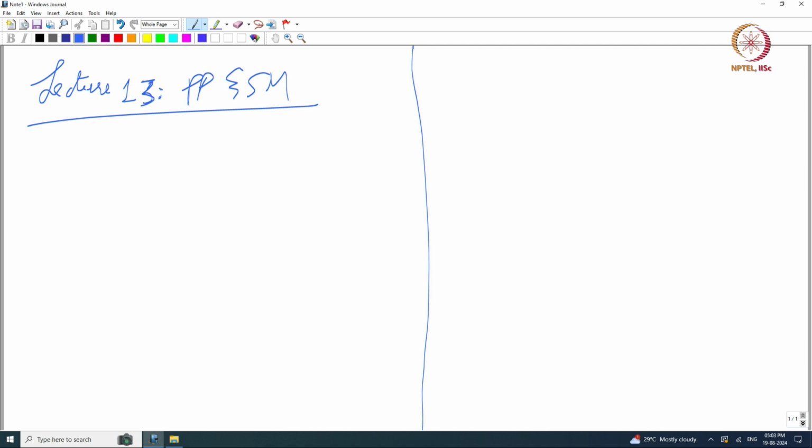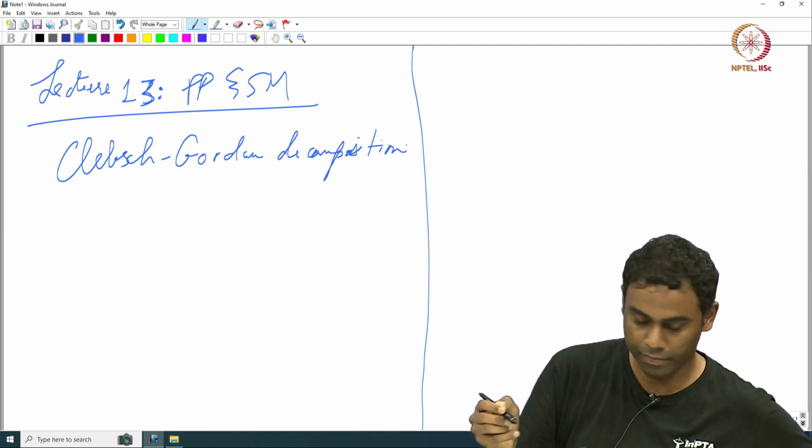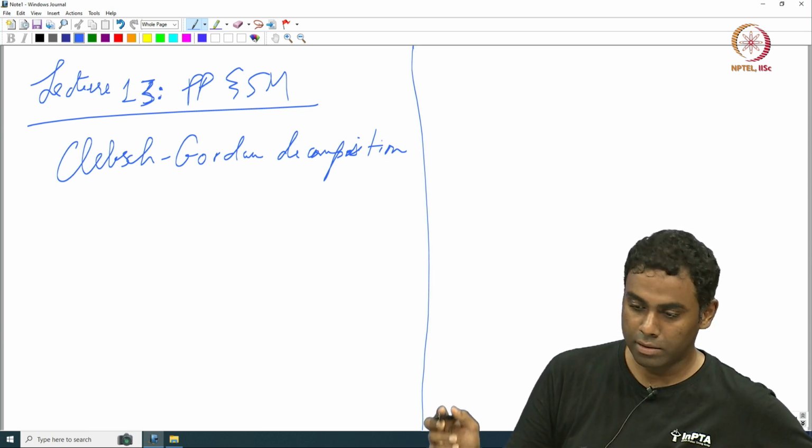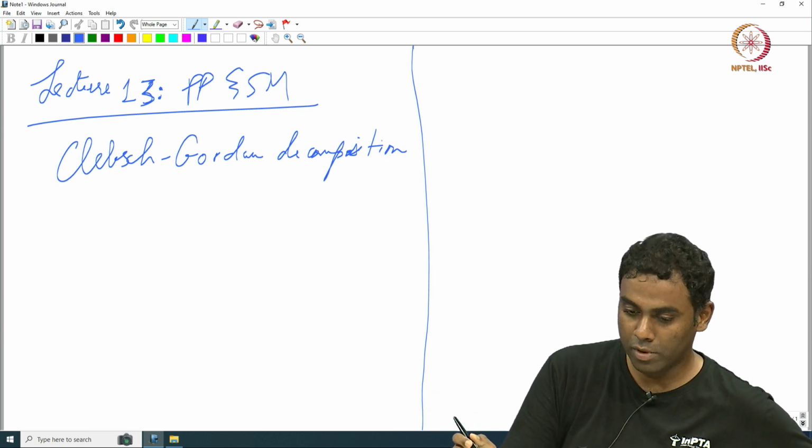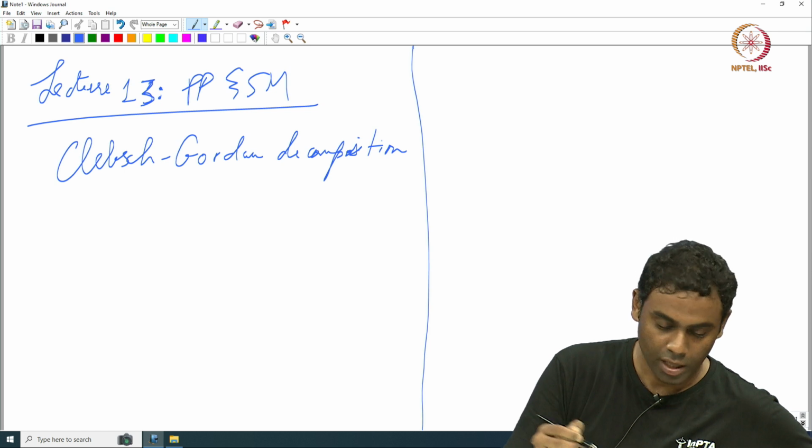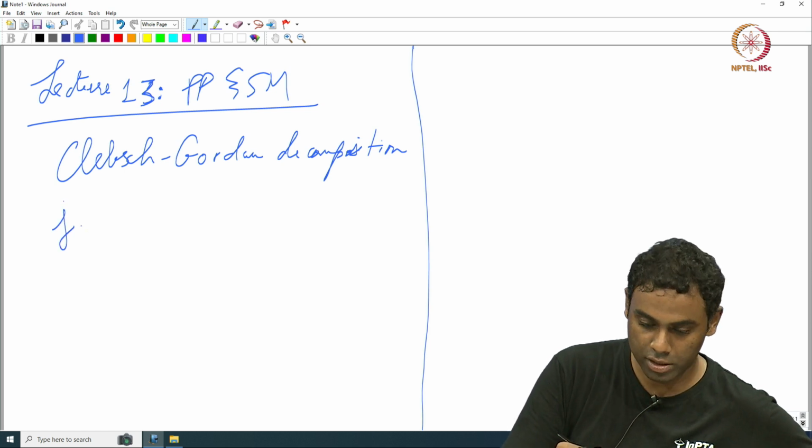So let us end our discussion on angular momentum with what is known as Clebsch-Gordon decomposition. So no discussion of angular momentum in quantum mechanics is complete without this, right. So what is that? Clebsch-Gordon decomposition, which is a very useful tool to determine probabilities of certain states. Okay, let us see what it is. So let me write the equation first and then explain what it is.